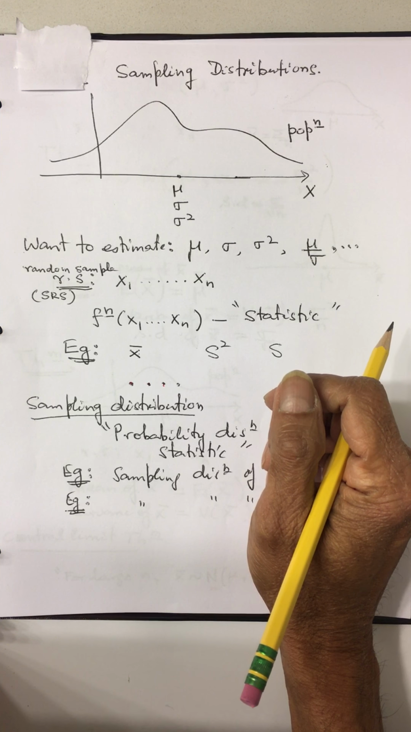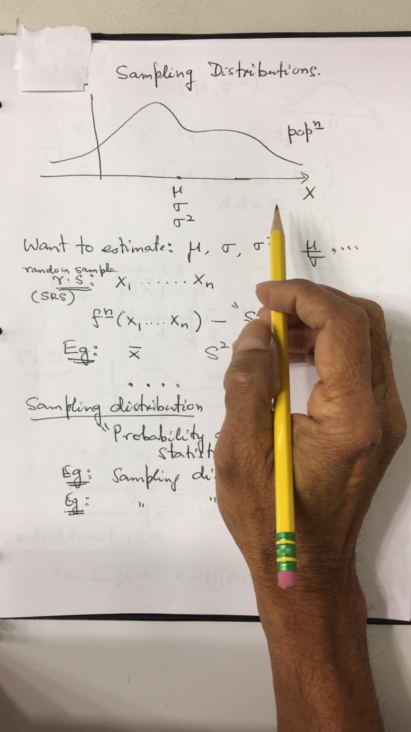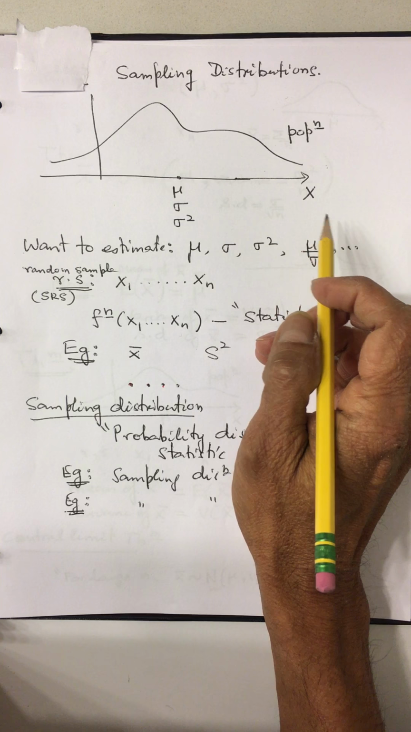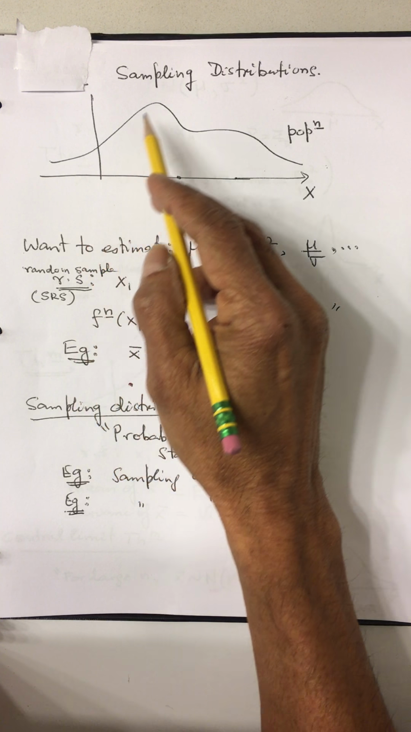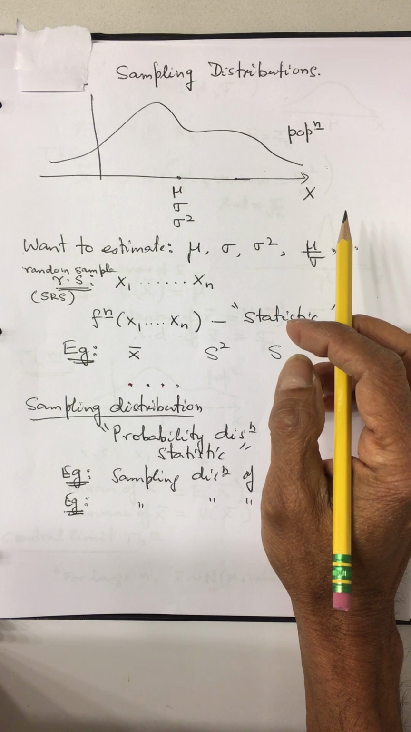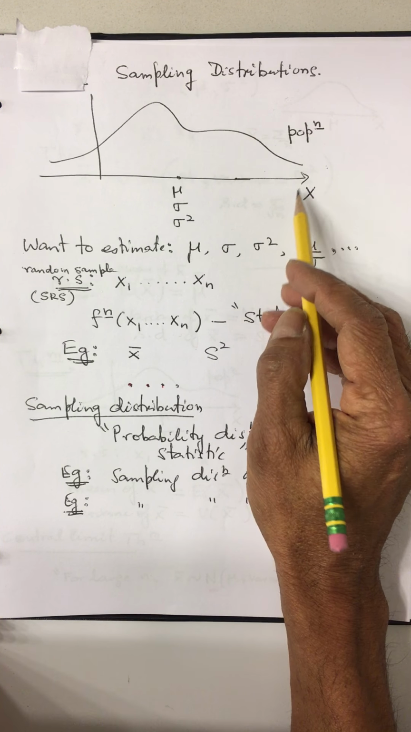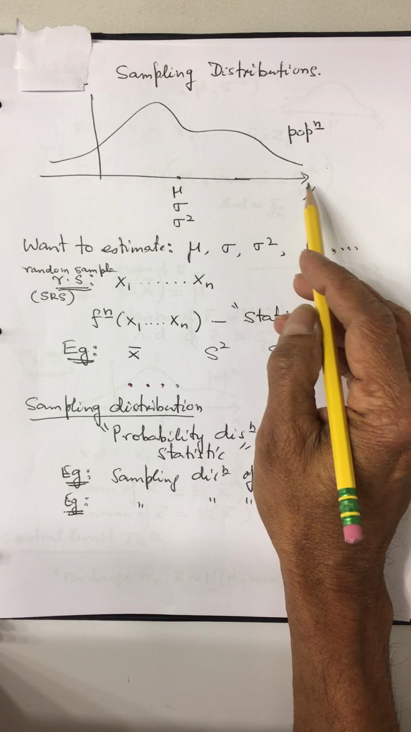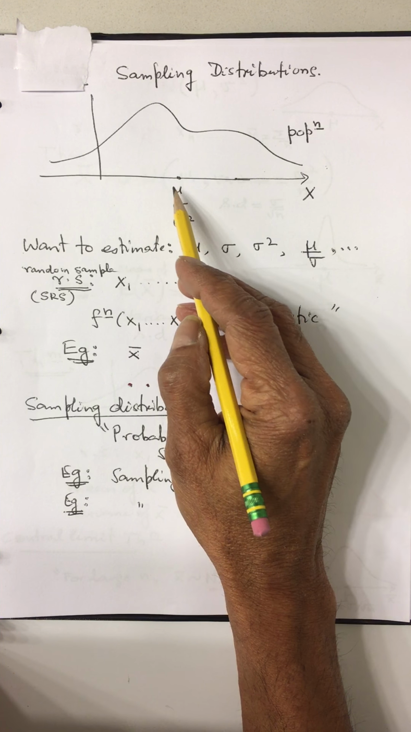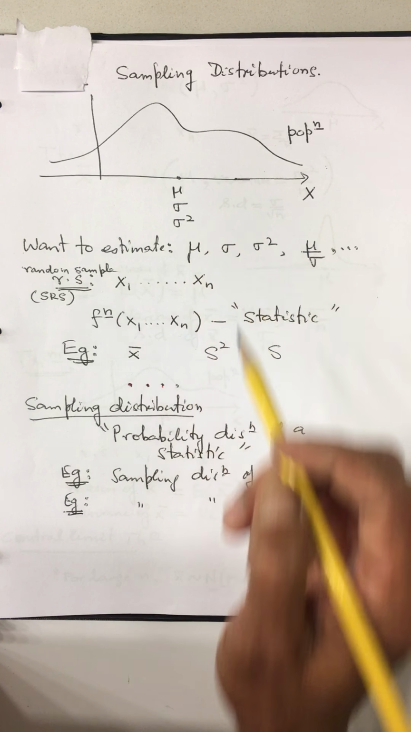Let us look at the next chapter, sampling distributions. Suppose x is a discrete or continuous random variable and say that this is the population. In other words, the probability density function or the probability distribution function. Suppose for this random variable, or for the population, the mean is mu, the standard deviation is sigma, and the variance is sigma square.